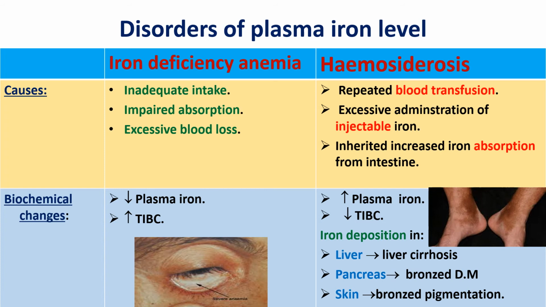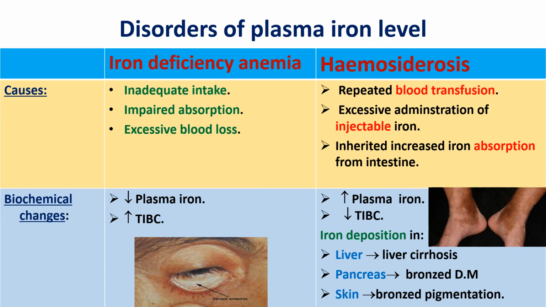The second one is the plasma protein which is important for transport of iron, called transferrin. It transports iron to the bone marrow, for example, for hemoglobin synthesis. And lastly, TIBC, total iron binding capacity, measures the amount of transferrin which is available to bind iron. Lastly, the disorders include iron deficiency anemia and hemosiderosis. Iron deficiency anemia means iron deficiency, so either inadequate intake, improper absorption, or excessive loss. On the other hand, hemosiderosis is due to excessive repeated blood transfusion, excessive injectable iron, or inherited increased absorption.